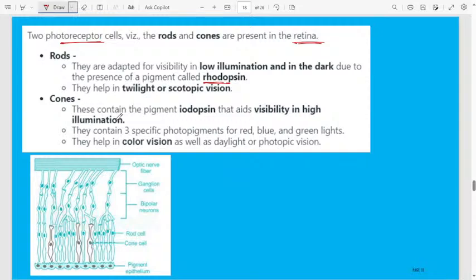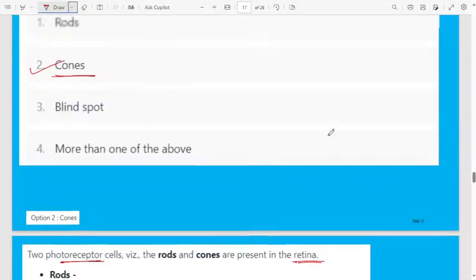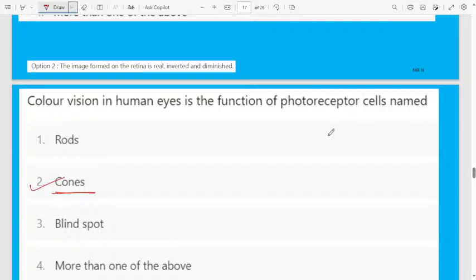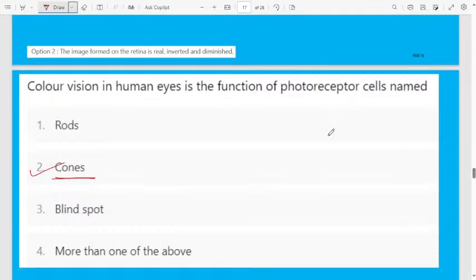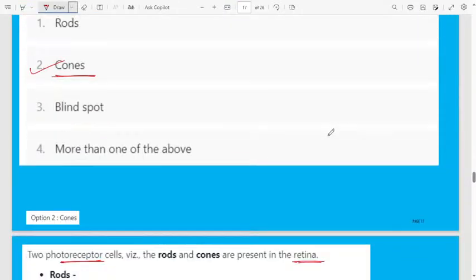Cones contain the pigment iodopsin that aids visibility in high illumination. They contain three specific photopigments for red, blue, green lights. They help in color vision as well as daylight or photopic vision. These are the important functions of rods and cones. What they are asking in the question: color vision in the human eye is the function of photoreceptor cells called cones.